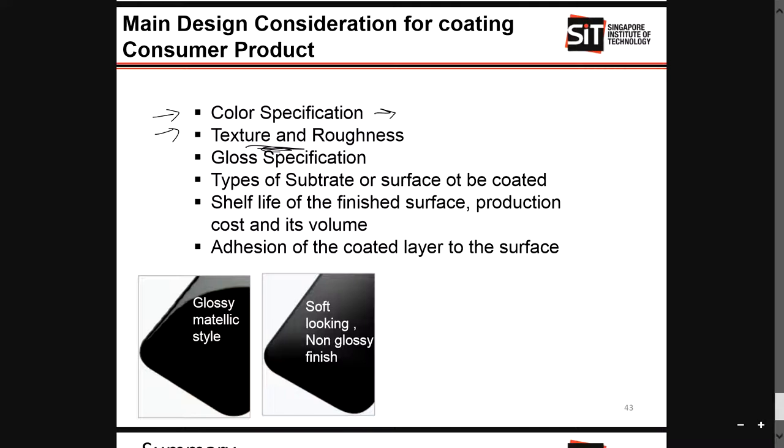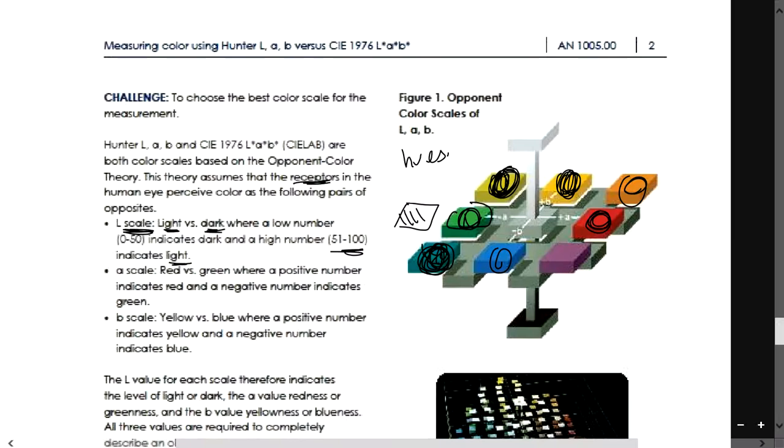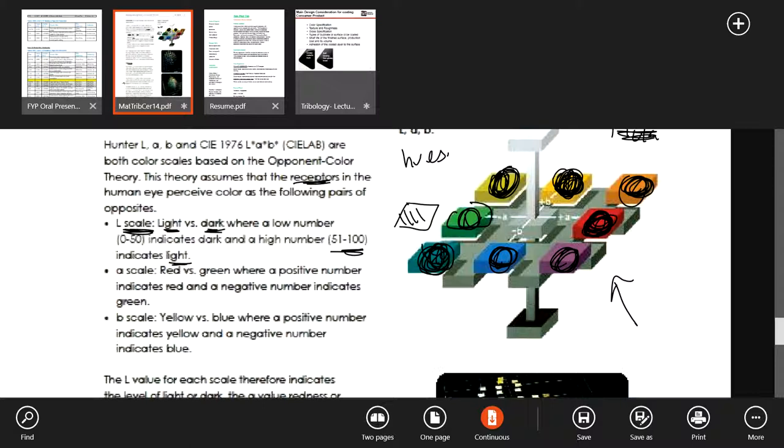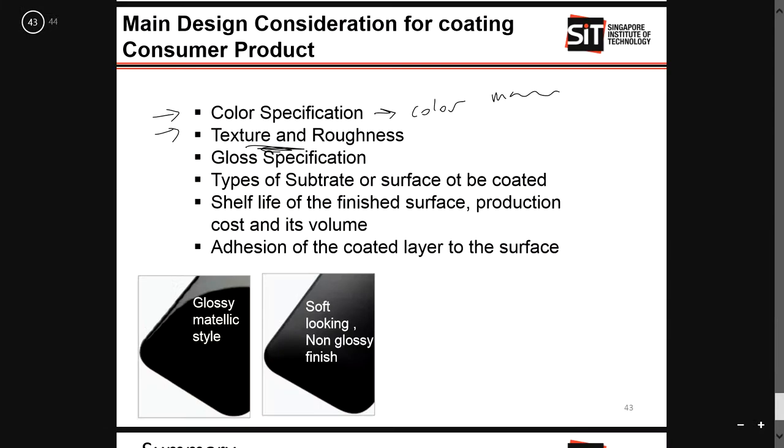Alright, for color specifications, you need to talk about what color you want, and what type of colors are available for manufacturing. If you go into more detail, it talks about measuring color using Hunter Lab. For example, you have this yellow color and this red color. If you add them together, it becomes orange. Or red with blue, you add them, you become purple. So they use this, it's called Hunter Lab. Hunter Lab is the software, I think. So it can help you to choose the color that you want. But I think it's way too detailed to discuss over here. But nonetheless, you can talk about that.